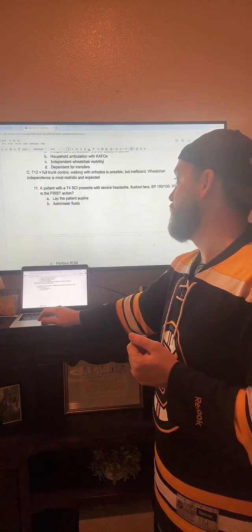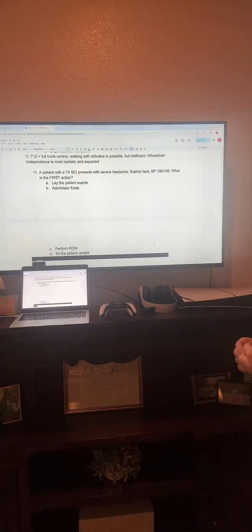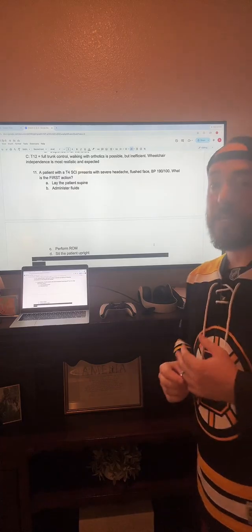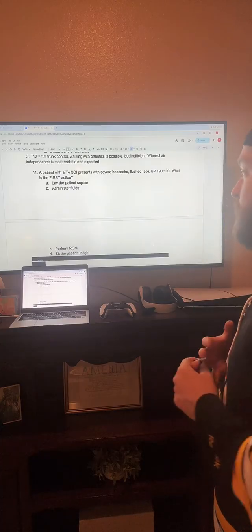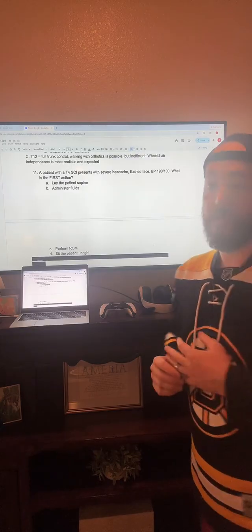Okay, number 11. A patient with a T4 spinal cord injury presents with severe headache, flushed face, BP 190 over 100. What is the first action you should take as the PT? A, lay the patient supine. B, administer fluids. C, perform range of motion. Or D, sit the patient upright.